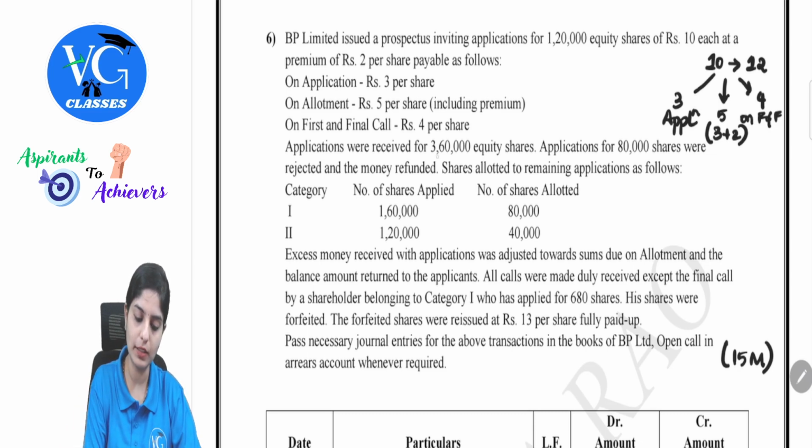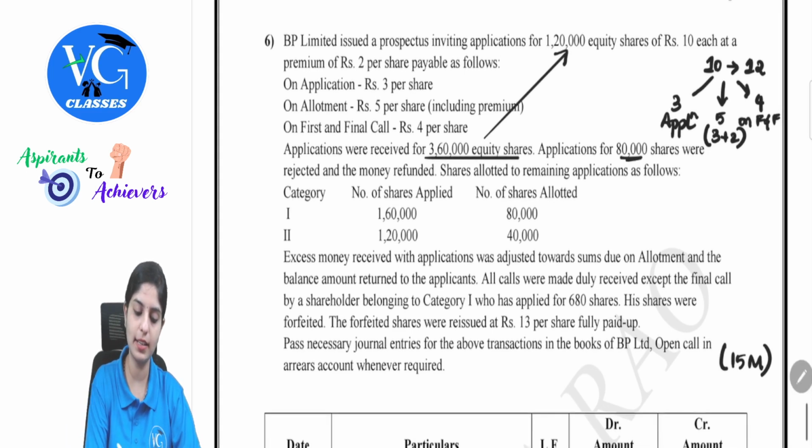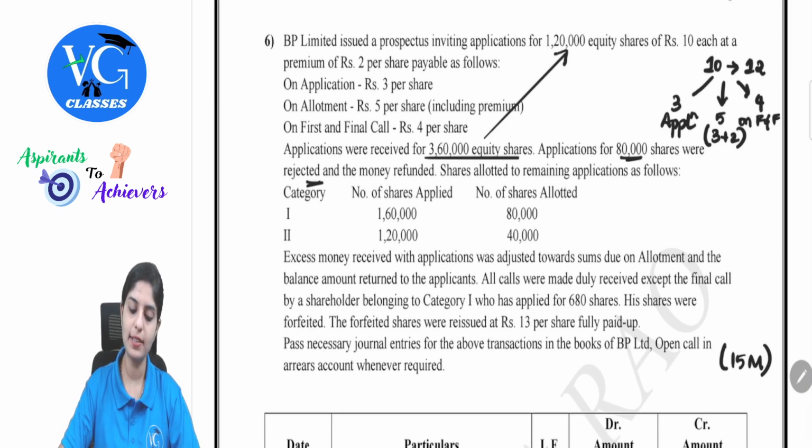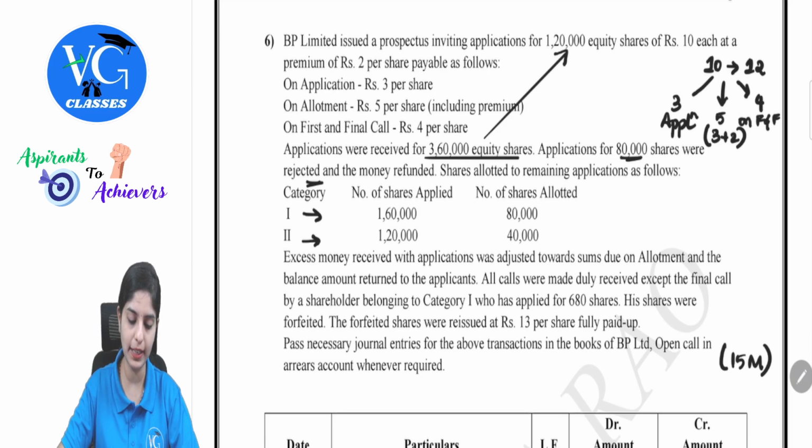Applications were received for 3,60,000 equity shares. How much is the invitation for? 1,20,000, but they have received it for 3,60,000. Applications for 80,000 shares were rejected and the money was refunded. So for 80,000, there is an outright rejection. Shares allotted to remaining applications are as follows. So 3,60,000, they have refunded 80,000. So remaining is 2,80,000. So that is taken in two different categories. Category 1 for 1,60,000, category 2 for 1,20,000. So number of shares allotted is also directly given.